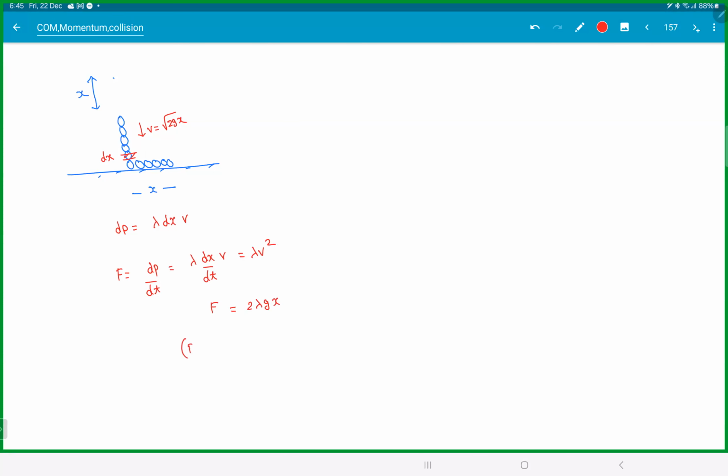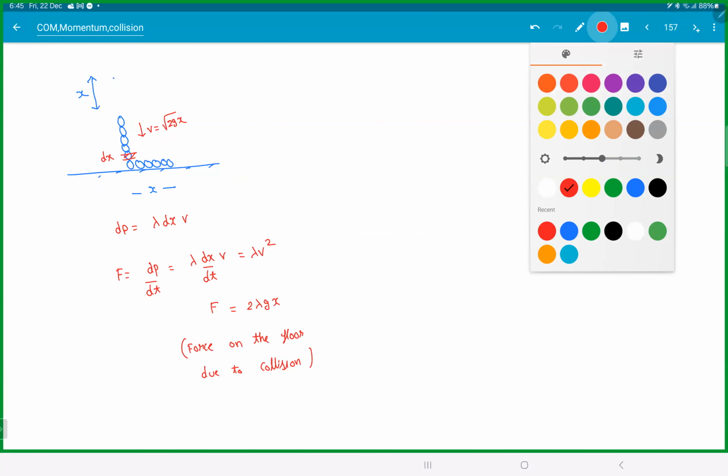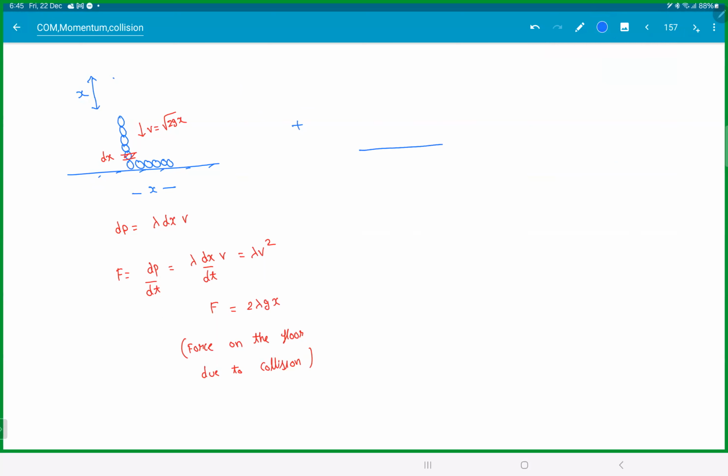This is the force on the floor due to the collision. And this will be there in the options. But I didn't ask you this. The question was to find the force due to the chain on the floor. The most common thing that people forget is that there's already some chain sitting on the floor. So that will be the normal reaction, and that will have its own weight, which is lambda xg.